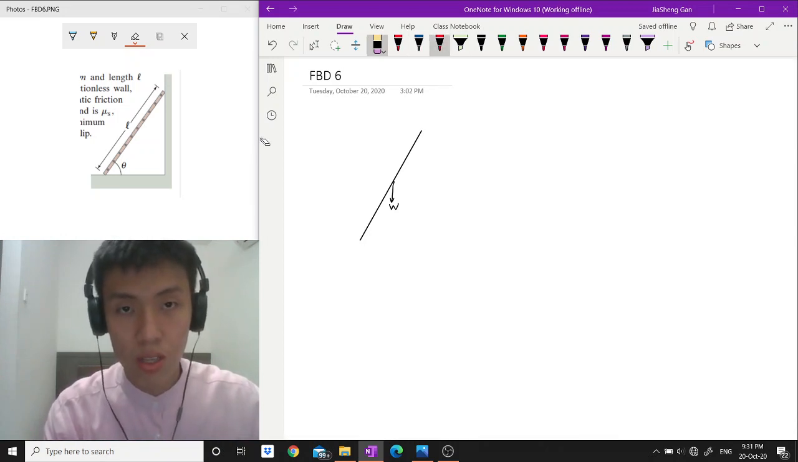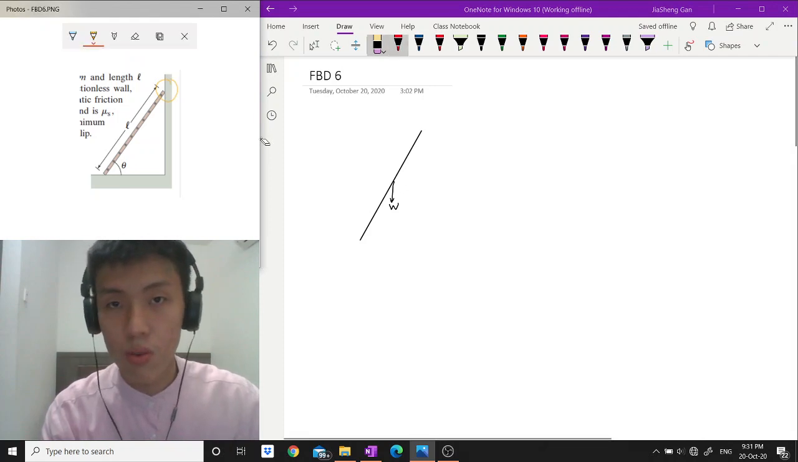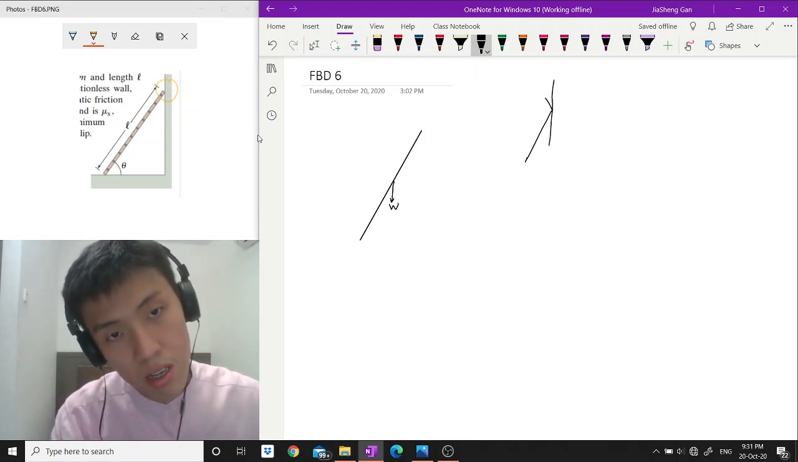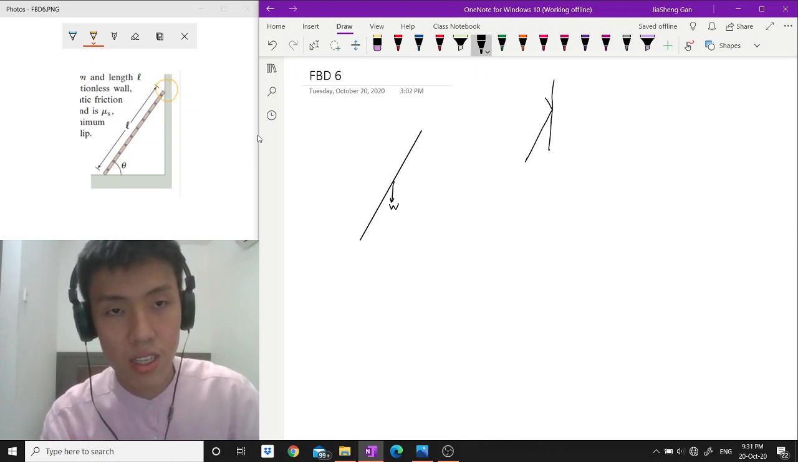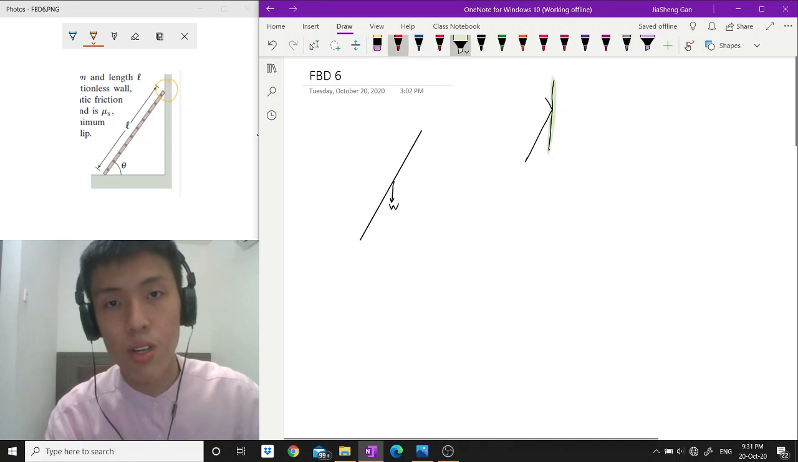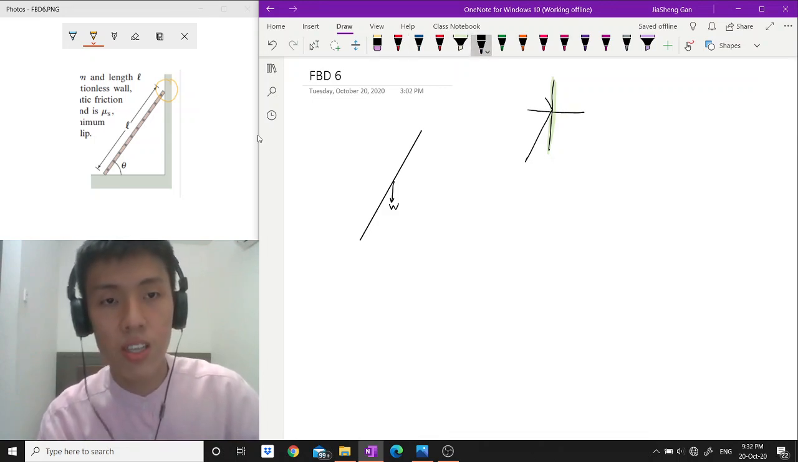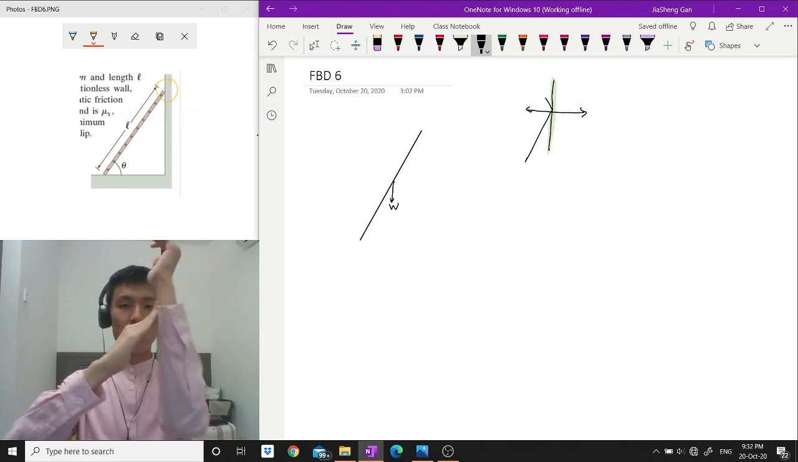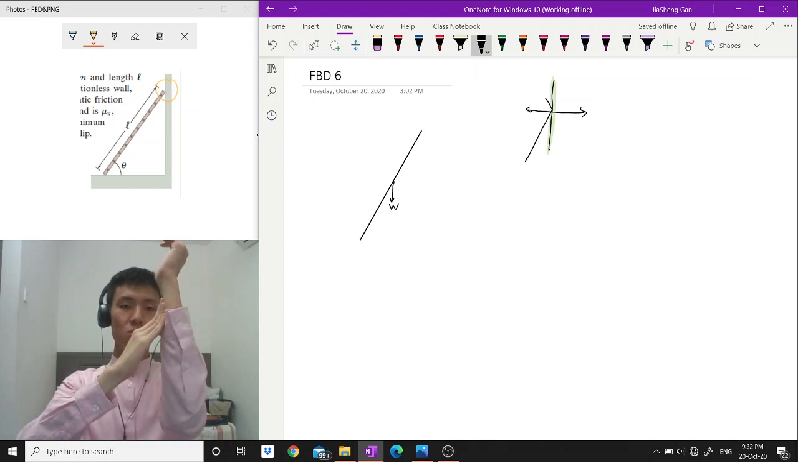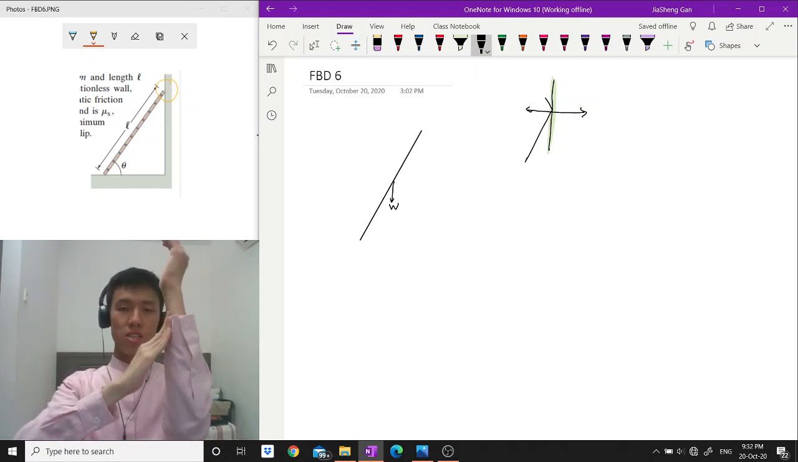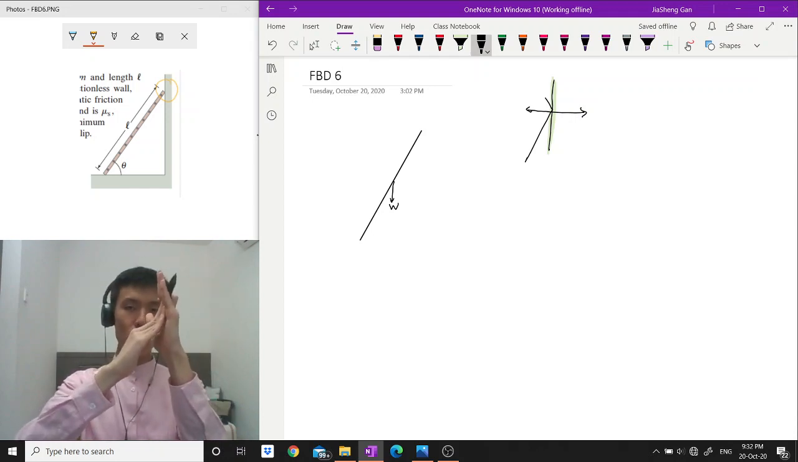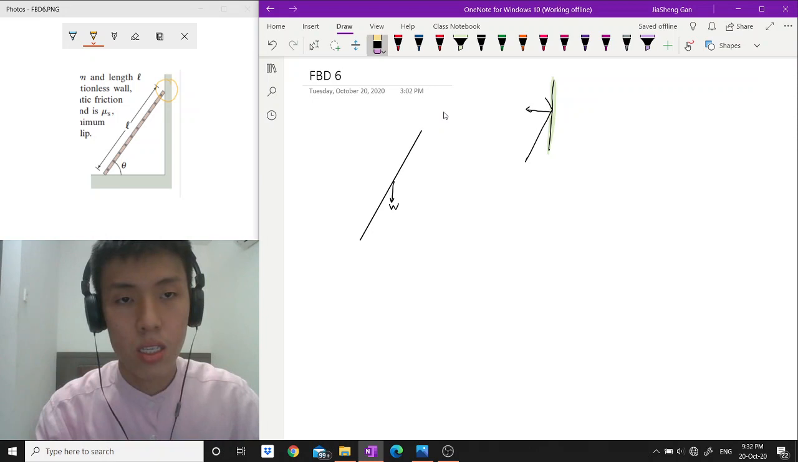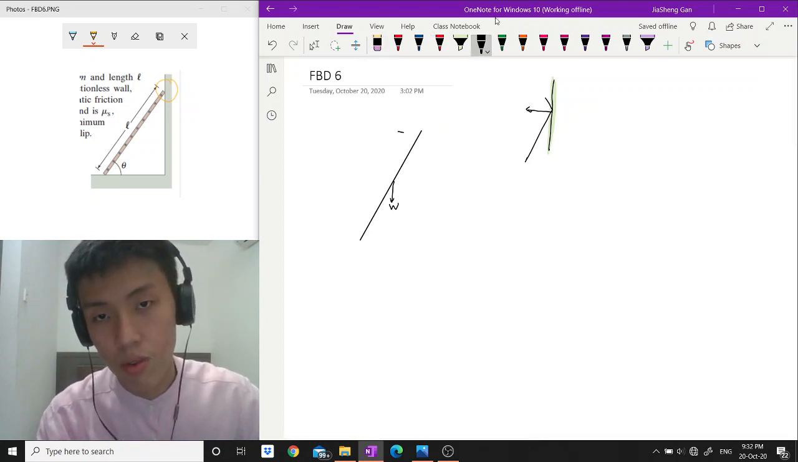So if you zoom in on this part of the ladder, what you see is something like this. So this is the wall, so the surface of the wall is like this. This is the surface of the wall, so normal force is perpendicular to the surface, this direction. The wall is pushing the ladder in this direction so that the ladder will not fall like this. If there's no wall, the ladder will fall. So this wall is here to push in that direction so that this ladder doesn't fall. So the direction of the normal is here.